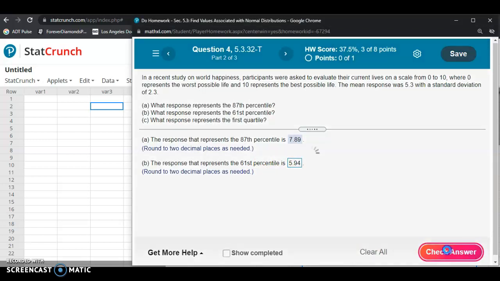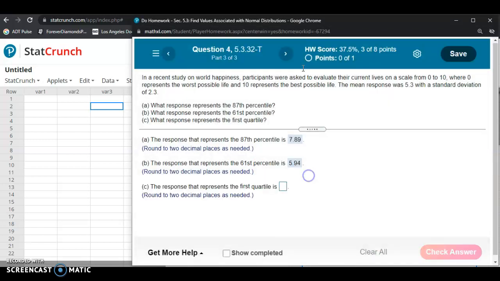Essentially what that means is, if the mean is 5.3 and the standard deviation is 2.3, and the responses on the survey are normally distributed, then 61% of the respondents will respond with a 5.94 or less. Okay, let's look at part C.